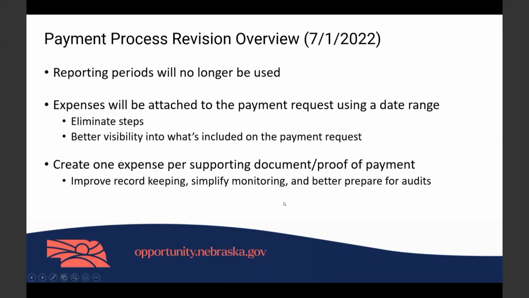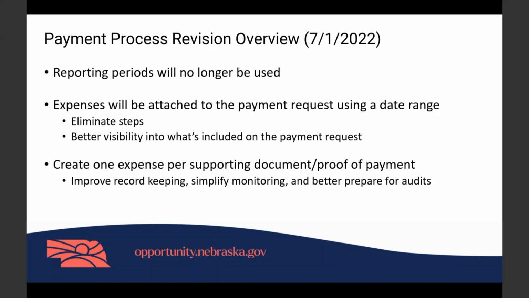So the changes that have been made to our payment process are going to be effective July 1st of 2022. On July 1st, they become required. However, you are allowed to start using them immediately if you find that they're easier for you, which we think they will be. So the first major change is that we are no longer going to use reporting periods. Instead of reporting periods, expenses will be attached to the payment requests using a date range. This eliminates steps in your process and gives you better visibility into what's included on the payment request itself. Those are two system enhancements that we're taking advantage of.